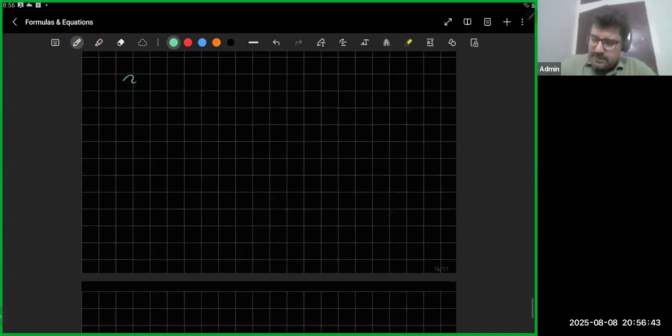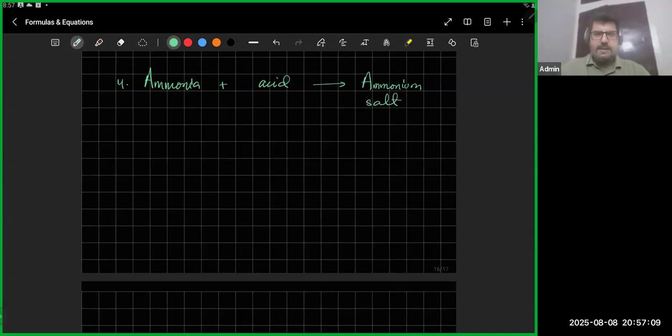So the fourth equation is that when ammonia reacts with an acid, it becomes an ammonium salt. Because it's ammonia plus acid, and what you get is an ammonium salt. Okay, that's the fourth equation.